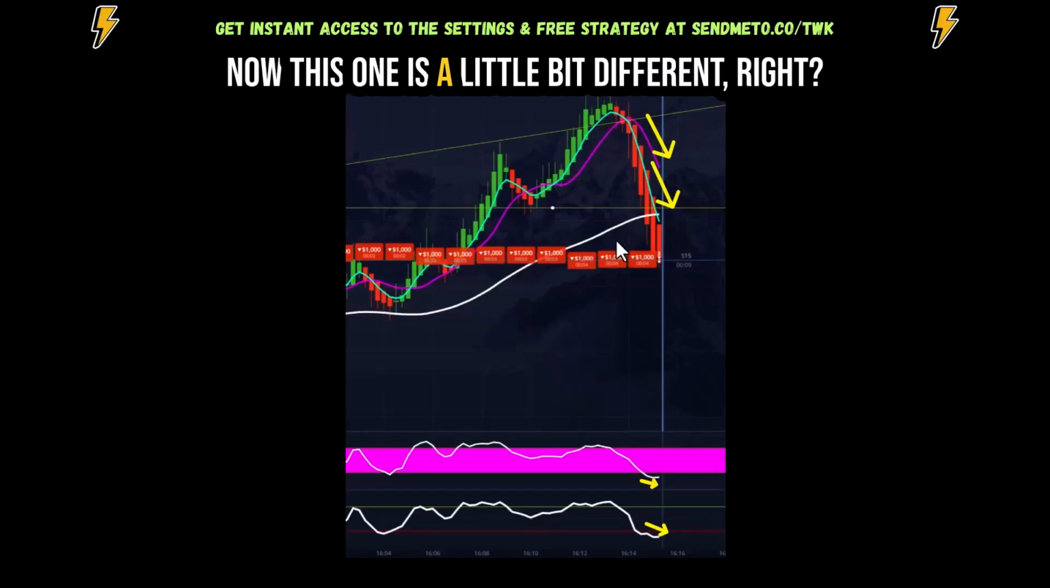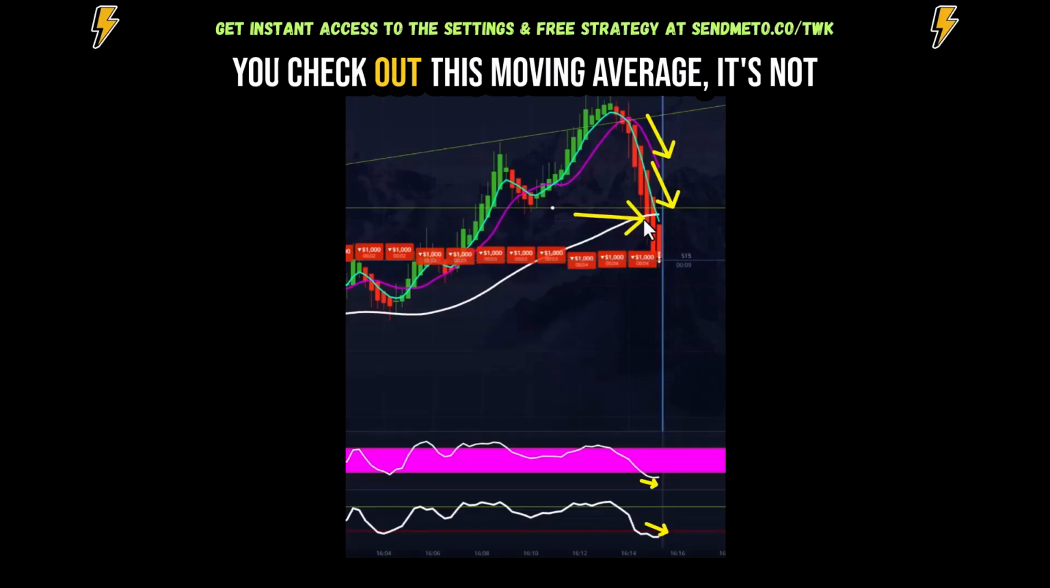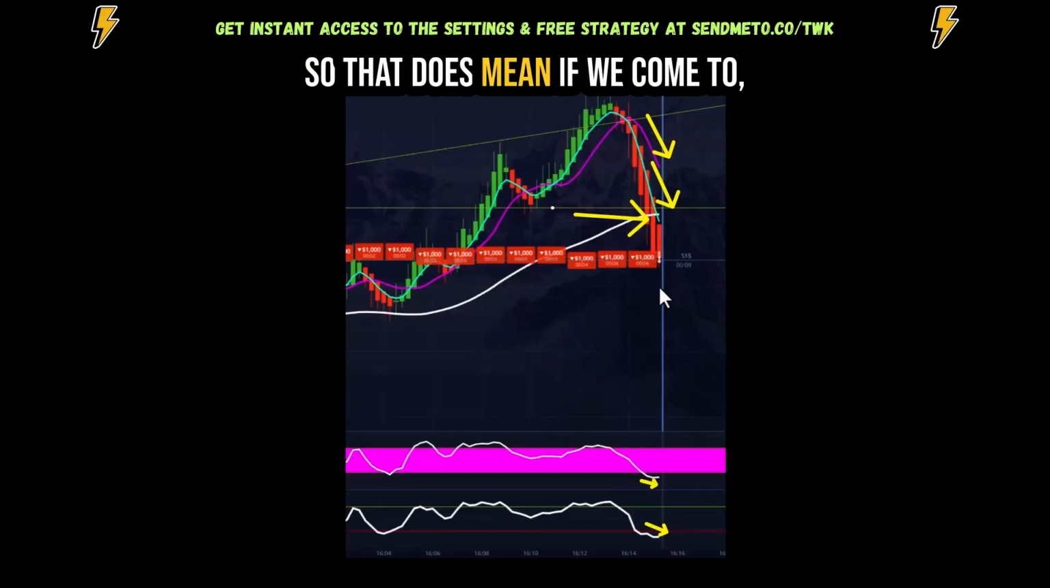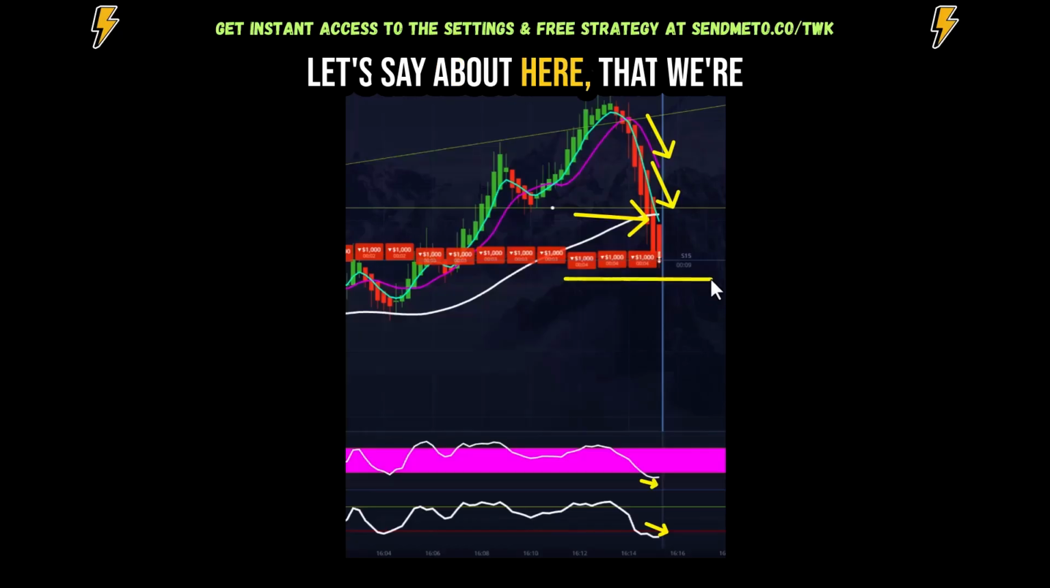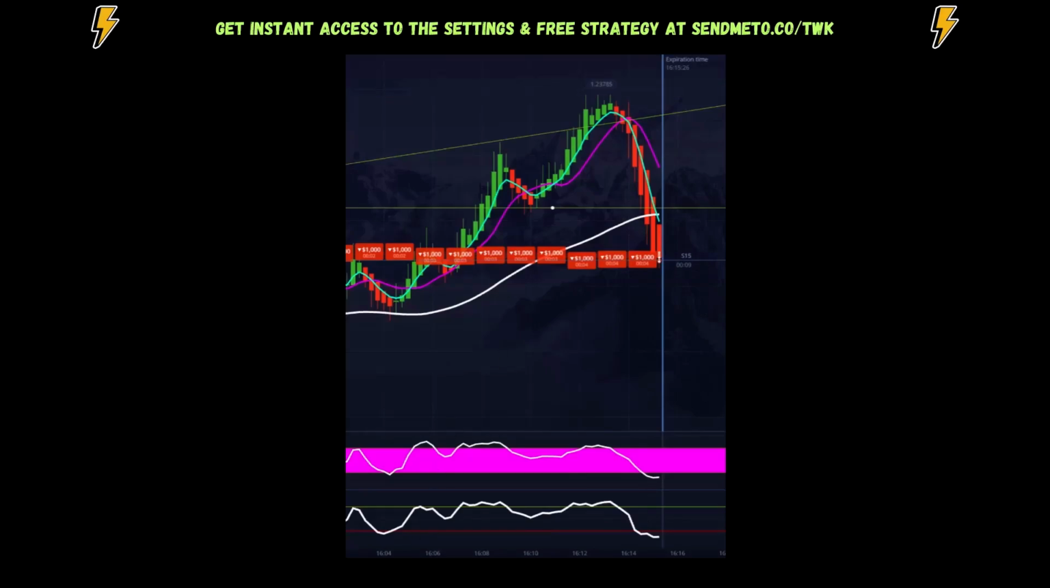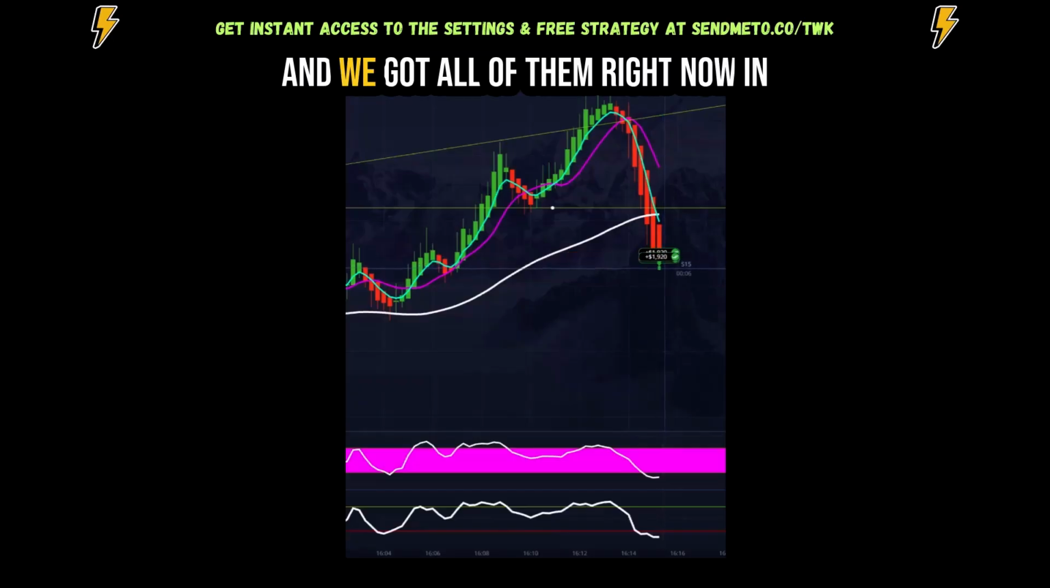Now this one is a little bit different, right? If you check out this moving average, it's not necessarily touching the candle, right? So that does mean if we come to, let's say about here, that we're actually going to have a reversal. Okay, so let's go check out exactly what happened. And we got all of them.